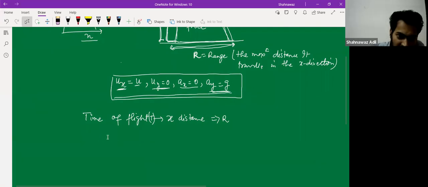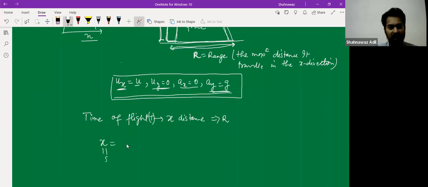Okay. So let's say for the x direction, let's say this is S. So what will be the kinematic equation? The second kinematic equation?